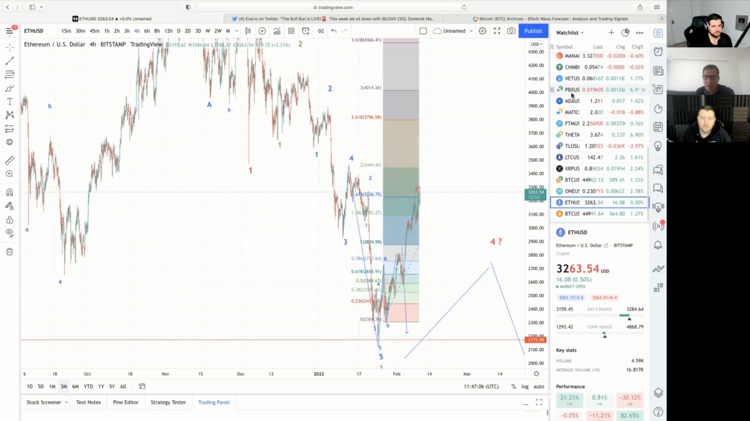Basically, in the longer term picture, we've got the same thing as a kind of big head and shoulders here. And I'm expecting it to test the sort of previous lows to finish off this whole formation here.